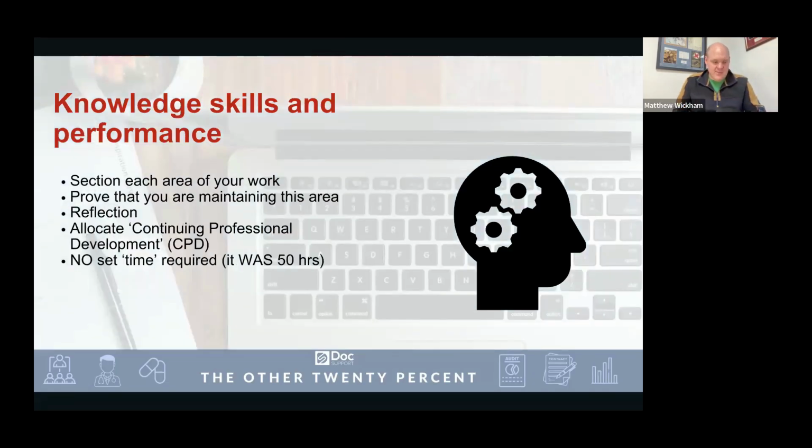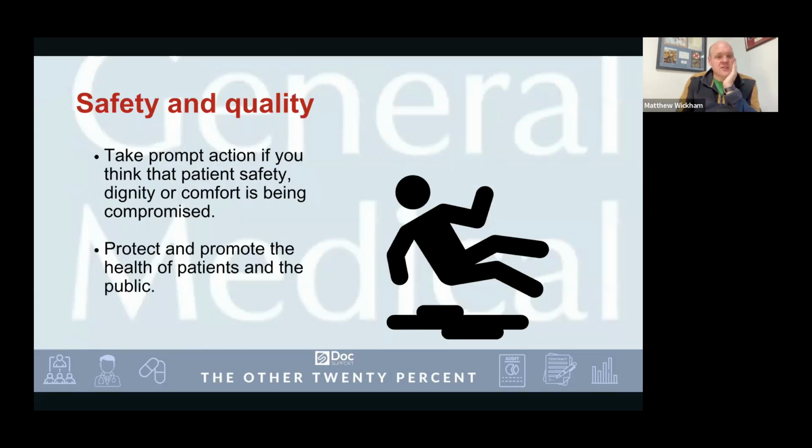Again, just keep it very clear in your mind about sectioning each area of work and prove that you're maintaining it, and you can allocate certain CPD to that area. So, for example, I had one bit that I wasn't putting much work into, and as part of my PDP I need to put some more into it this year, which is fine and easy enough to do.